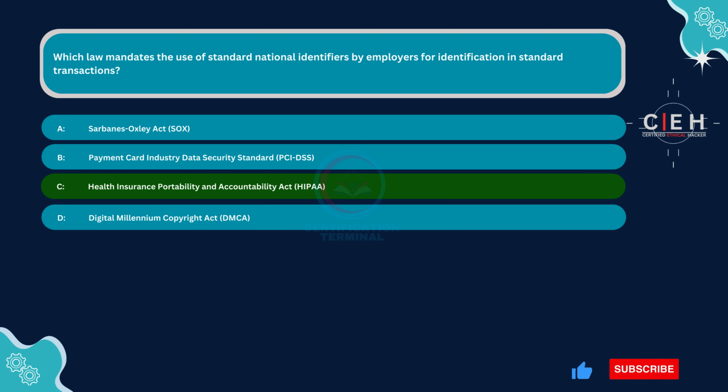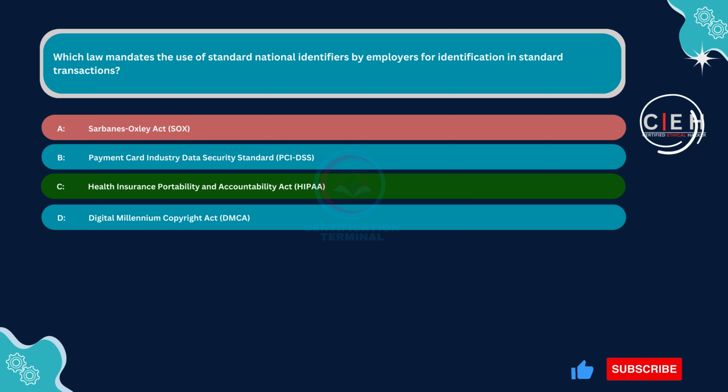HIPAA includes regulations known as the HIPAA Administrative Simplification Provisions, which mandate the use of standard national identifiers, such as national provider identifiers, for healthcare providers, health plans, and healthcare clearinghouses in electronic transactions. These identifiers help standardize electronic healthcare transactions and improve efficiency in the healthcare industry.